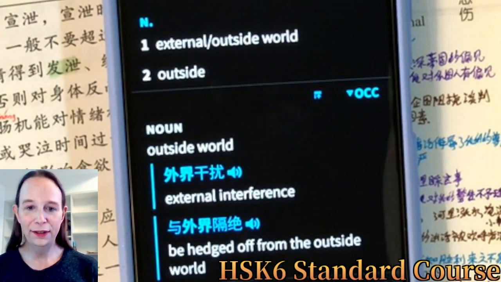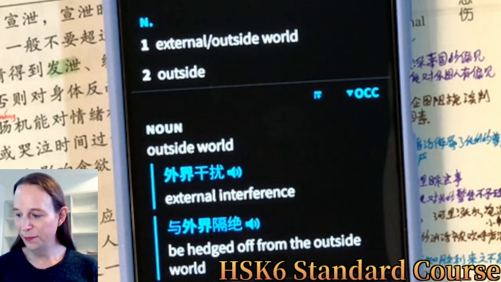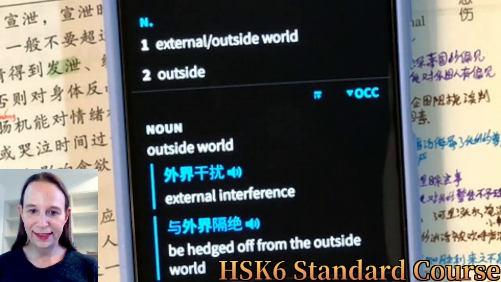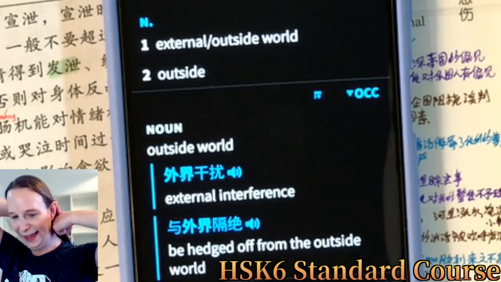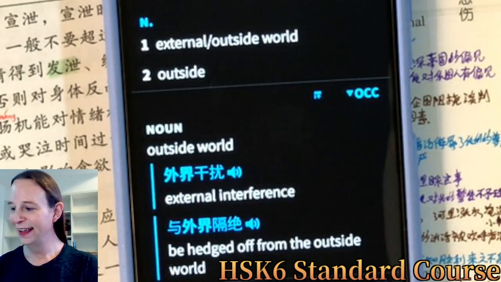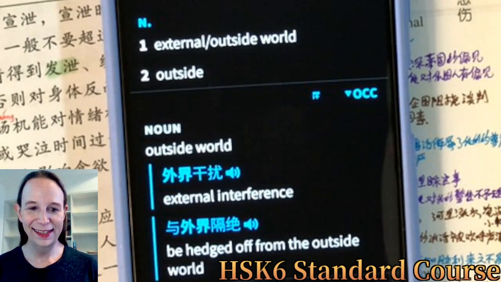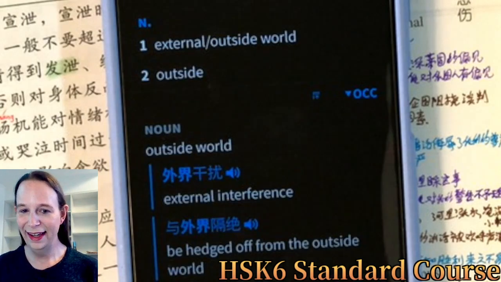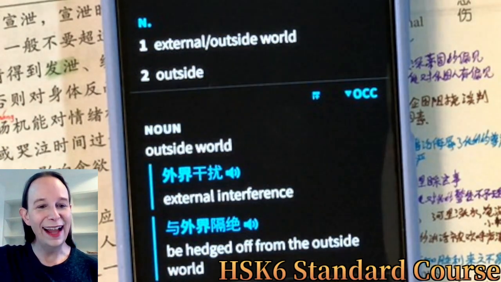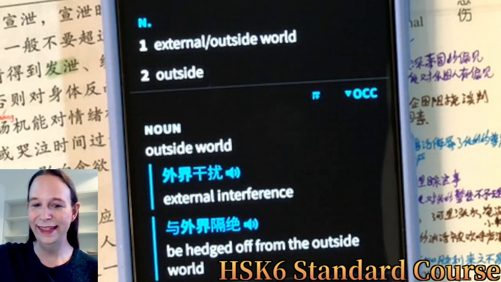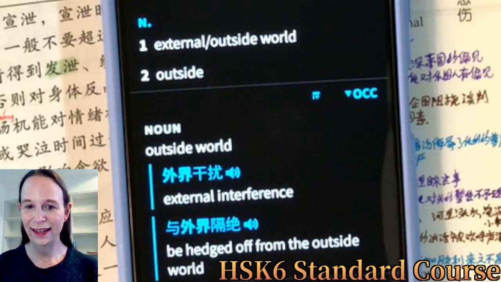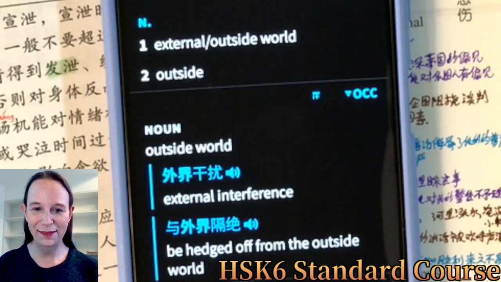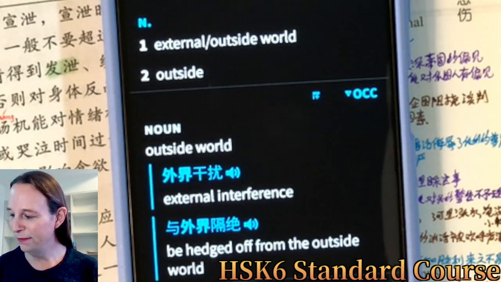外界干扰 or 干预 would work as well. 干扰, interference. So yeah, you see this in politics a lot. China especially likes to say that yeah, people shouldn't interfere in like other independent countries' politics. So that would be an example of 外界干扰.